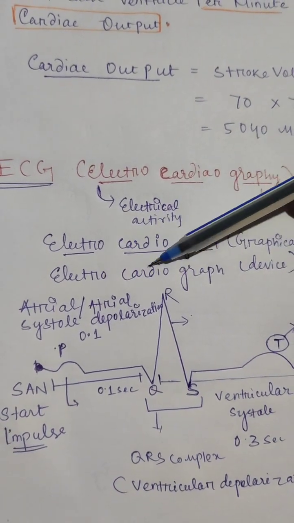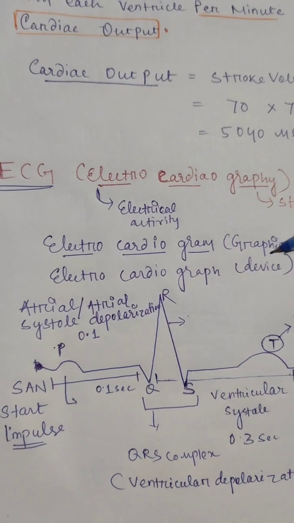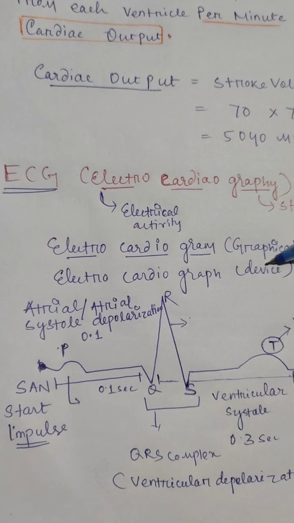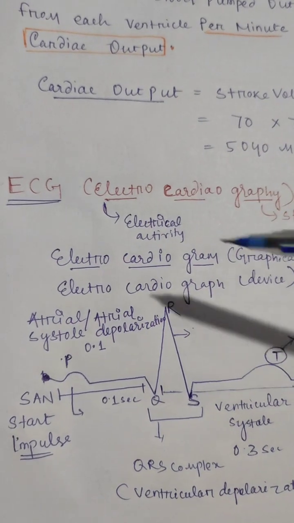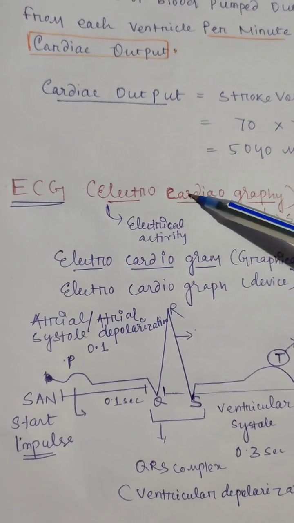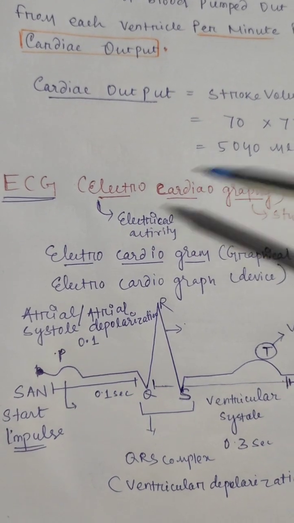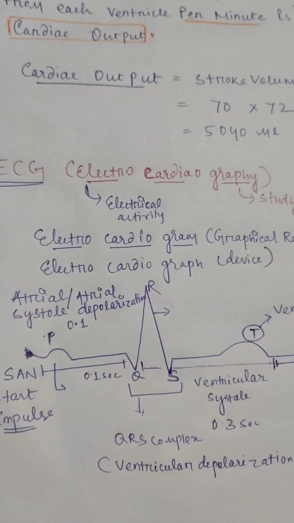An electrocardiograph means the device. Don't be confused. This graph means the device which depicts the electrical activity of the heart, and gram means the graphical representation. And ECG is depicted in this manner.